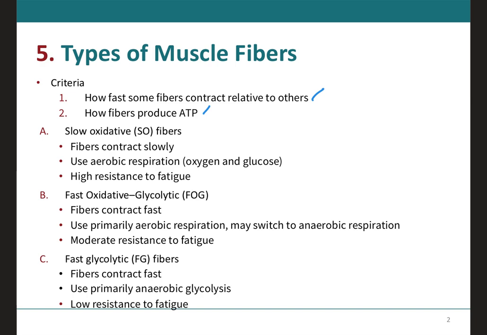We have what we call the slow oxidative fibers. Next, we have the fast oxidative glycolytic fibers. And lastly, we have the fast glycolytic fibers. These fibers can also be abbreviated the following way. The slow oxidative fibers can be classified as SO fibers. The fast oxidative glycolytic fibers can be classified as FOG fibers. And the last one, the fast glycolytic fibers, can be classified as FG fibers.